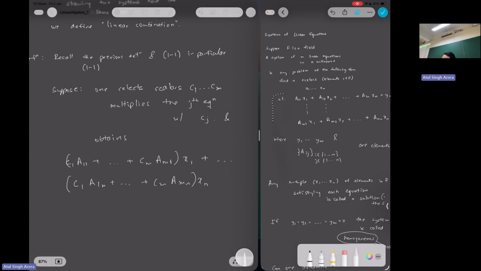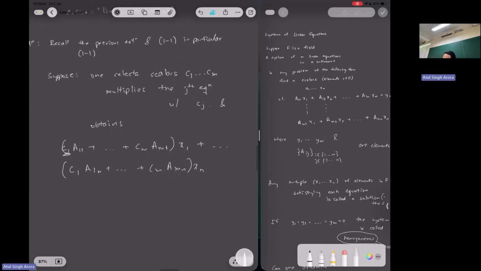Okay, so one can pick out individual equations from here, right? Multiply them with C. So you multiply with C1, and you add them up, and then you can rearrange and write them like this. And that's all I've done. Make sure you're following, because this is not mysterious at all.